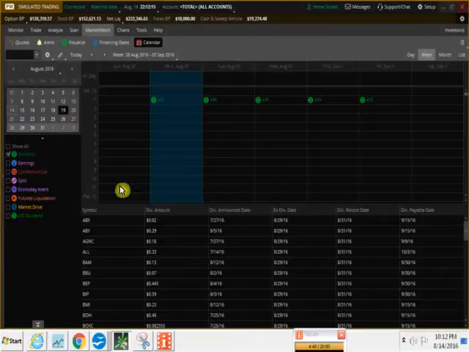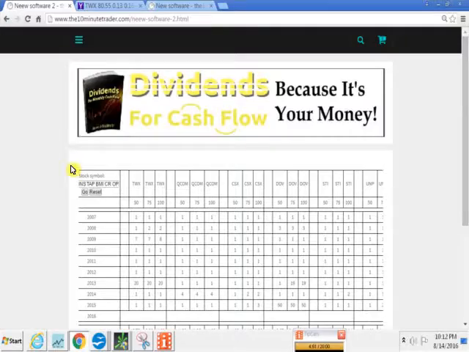So let's look at the software real quick. You take all the stock symbols, hit go, and you wait for it to populate.